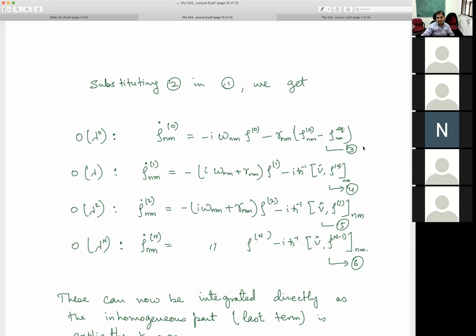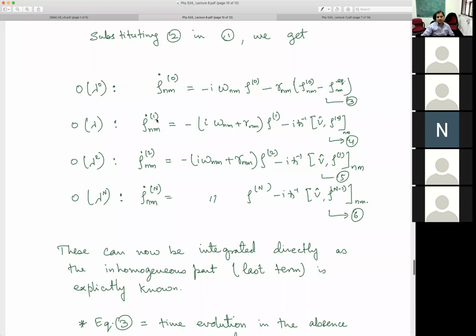Then to first order, I'll start getting this kind of an equation. Rho nm dot 1 is equal to minus i omega nm plus gamma nm rho 1 minus i by h bar times this v rho 0. Okay. And why v rho 0? Because rho 1 already had a power of lambda, and v had a power of lambda. So if I want to match powers of lambda, then I should have a rho 0. So one power down. Okay.